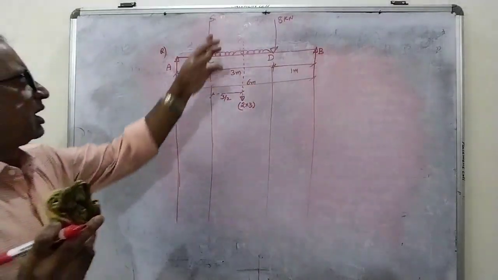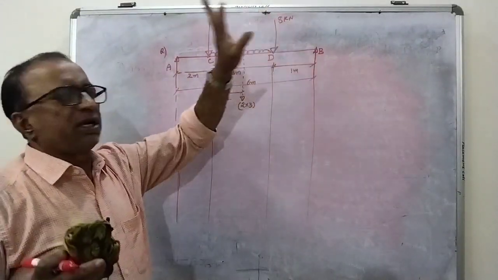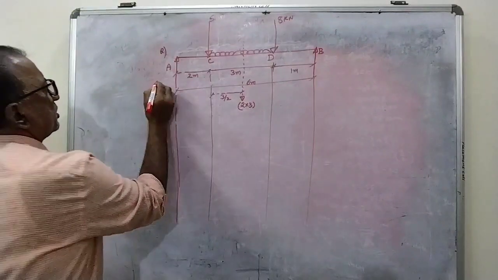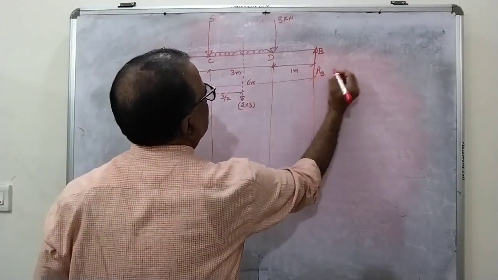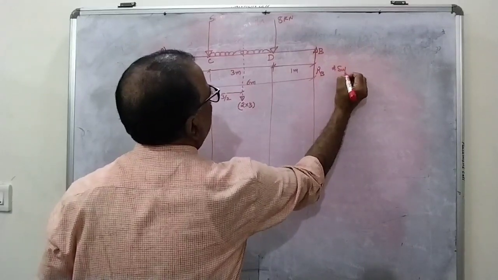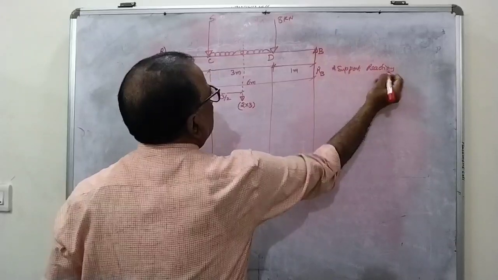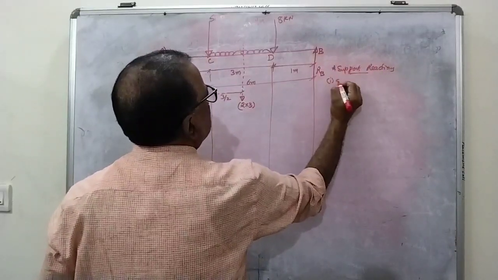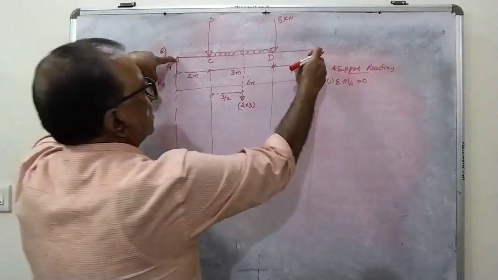So how many loads are there? One is 5 kilonewton, another is 2 into 3, total UDL, another is 8 kilonewtons. Now we are supposed to draw the shear force and bending moment for this. Let us say this is RA and this is RB. So first one is support reactions. First equation, as usual, sum of the moments about A is equal to 0. Start from the right side.